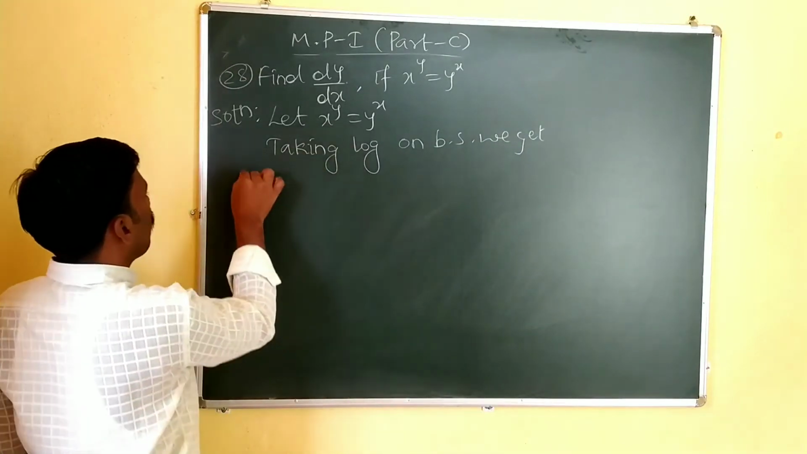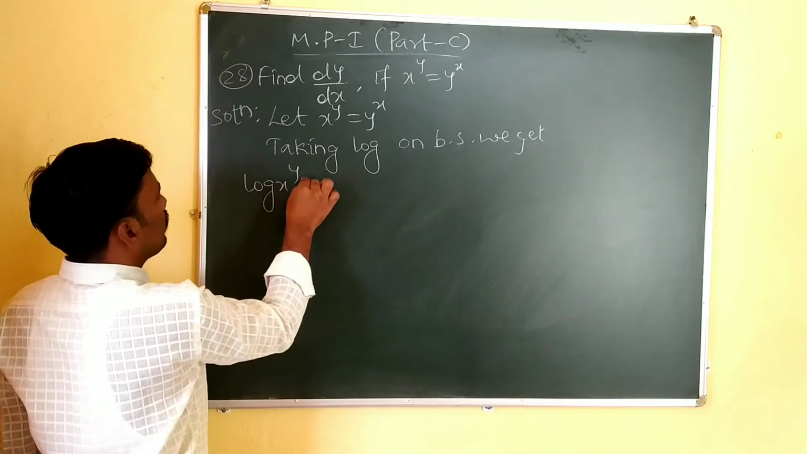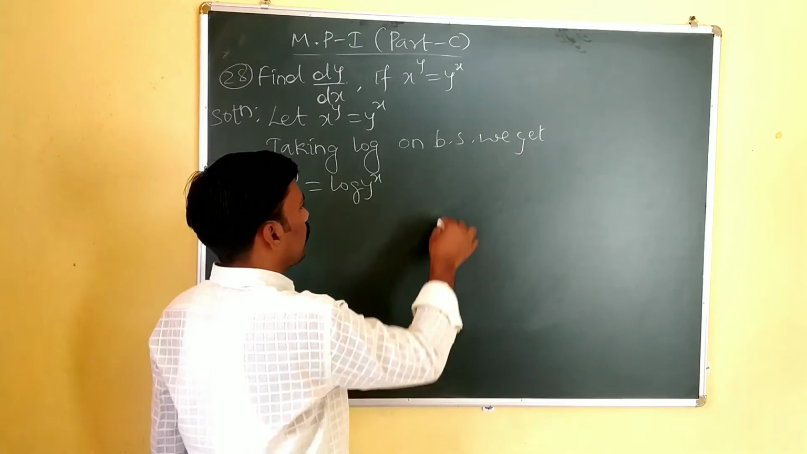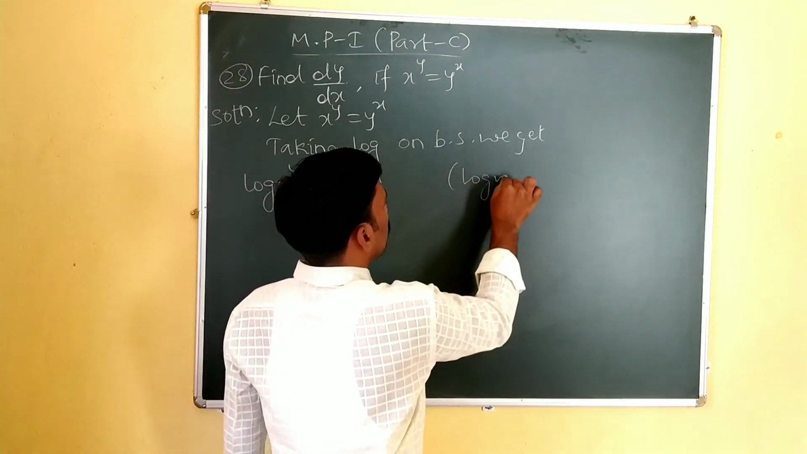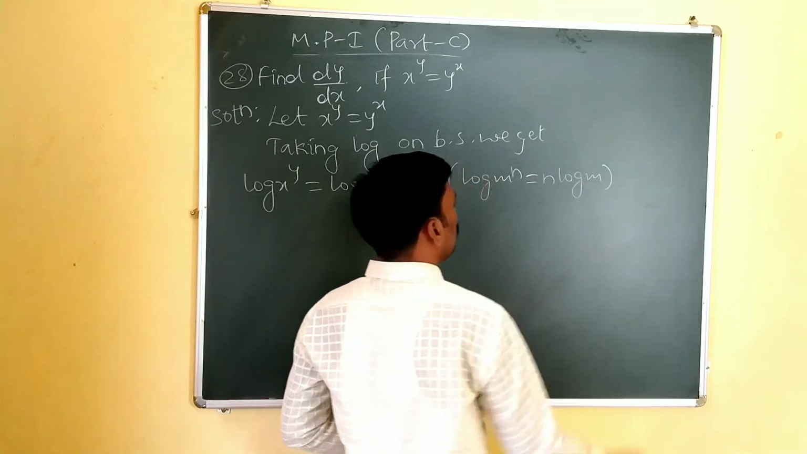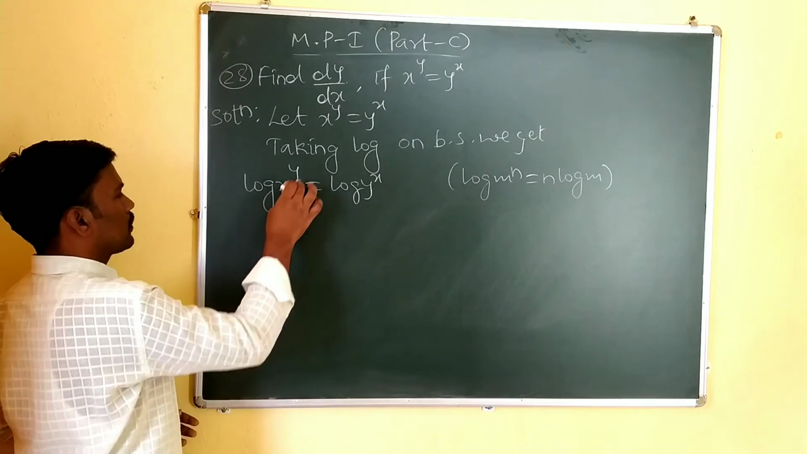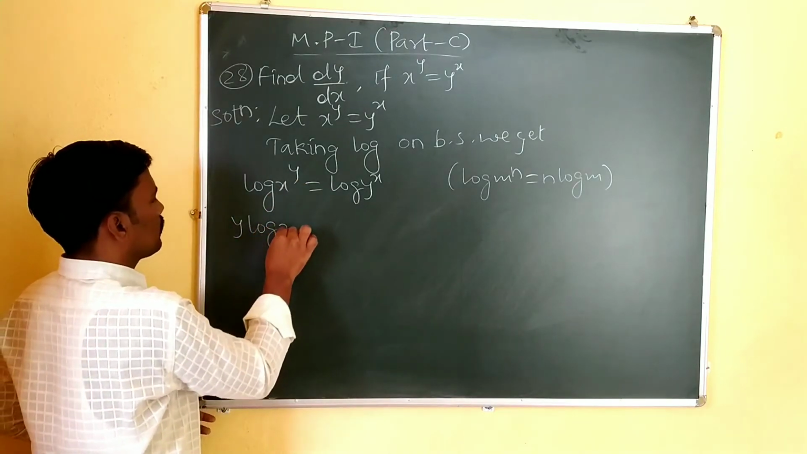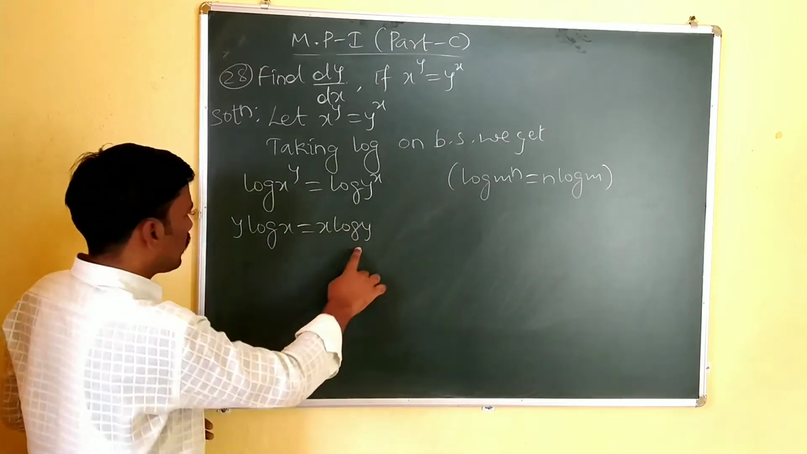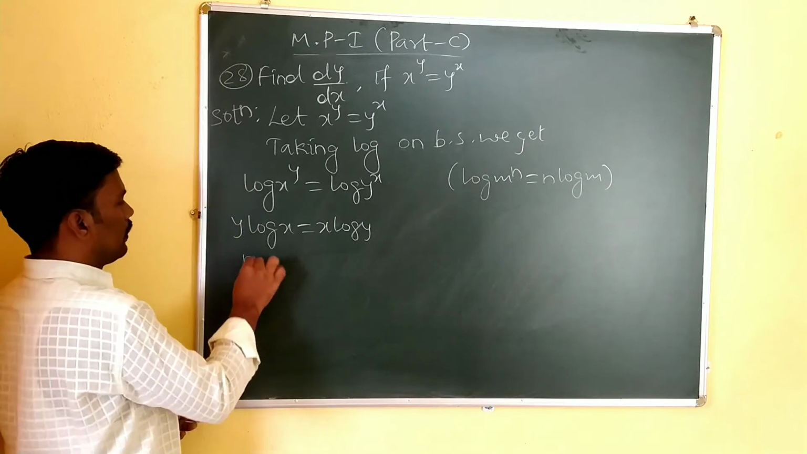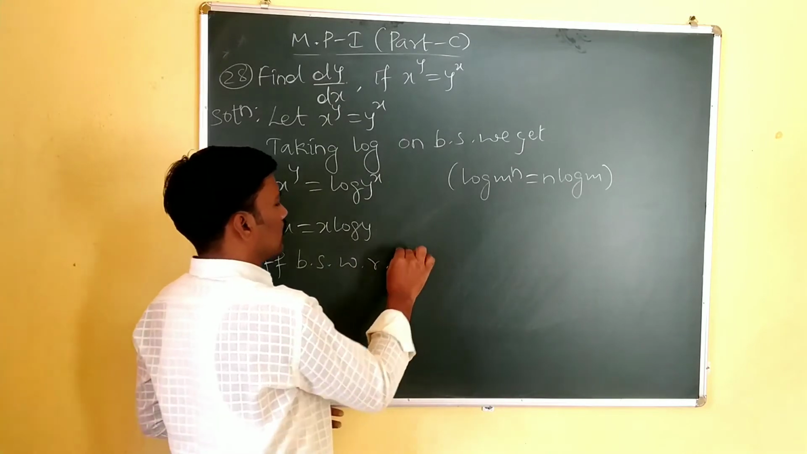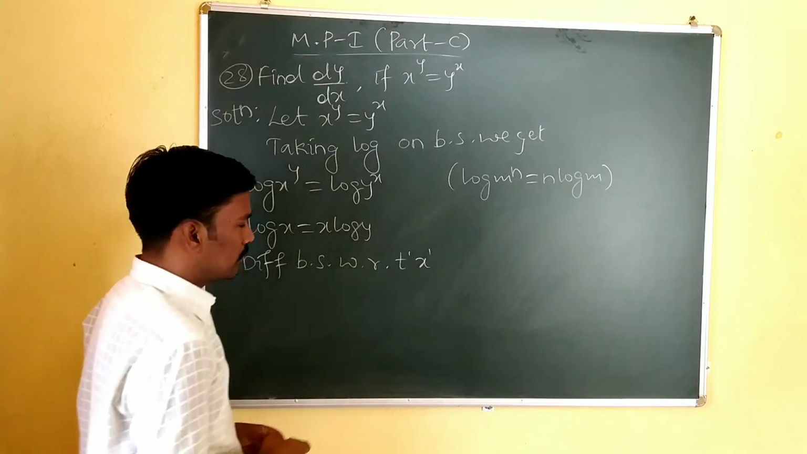Now it is log of x to the power of y is equal to log of y to the power of x, and use logarithmic property. We know that log of m raised to n is equal to n into log m. Right? So therefore, log of x to the power of y means y into log x. This x into log y. So now we can differentiate this function easily. Differentiating both the sides with respect to x.